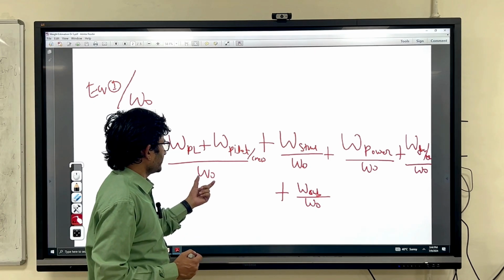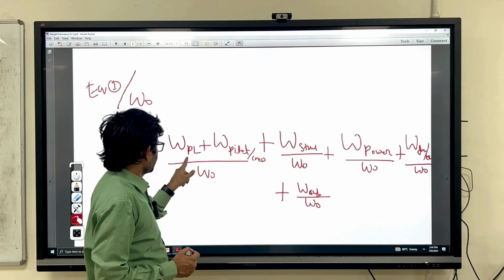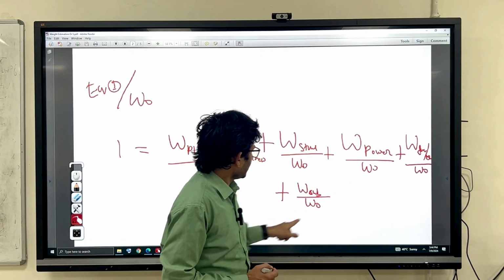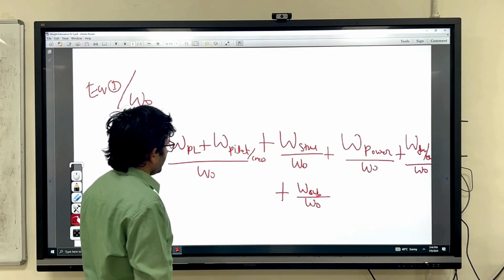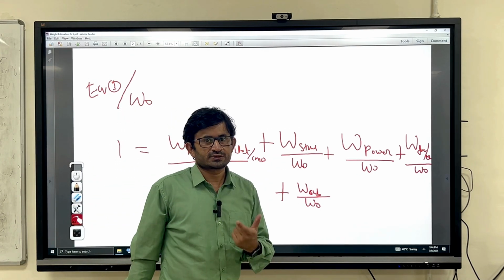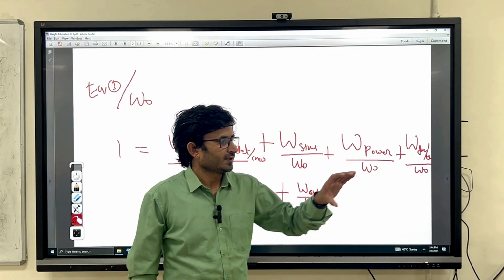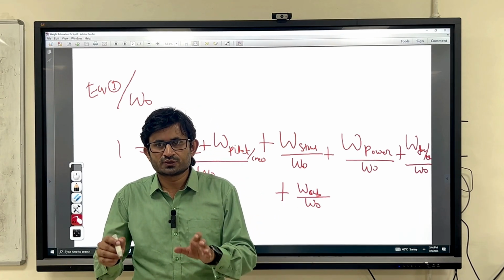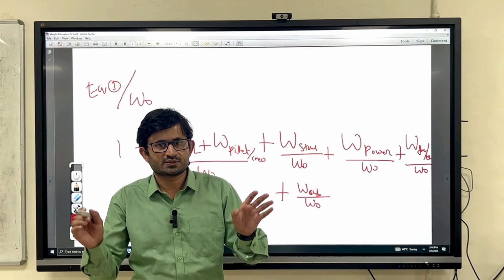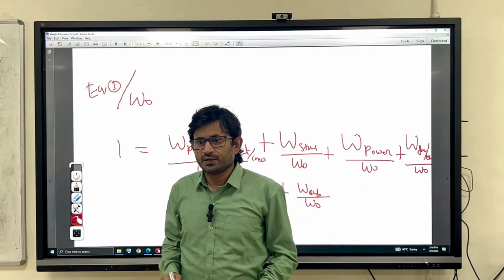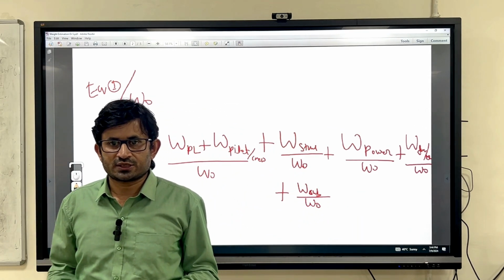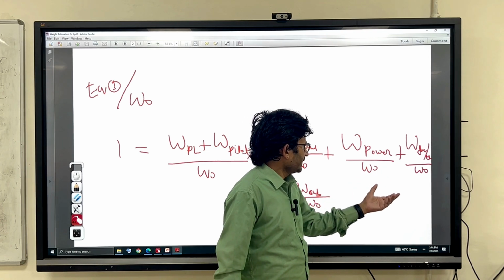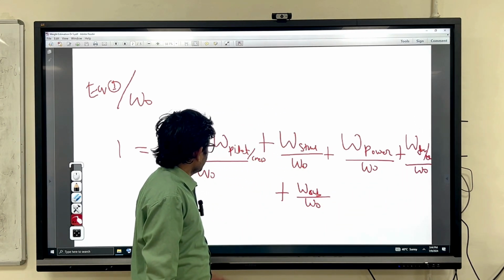Okay, so now you divide by W naught. What you can get is W payload plus W pilot divided by W naught, and all the parts are divided by W naught. Okay, now this W structure by W naught is the structure weight ratio. Okay, for example, if any unmanned aircraft or any manned aircraft has been sized, say 100 or 200 aircraft, you can look into that data and get an idea what kind of structure weight ratio applies for our case. Okay, now similarly for the power plant, and similarly for the fuel as well as the subsystem.